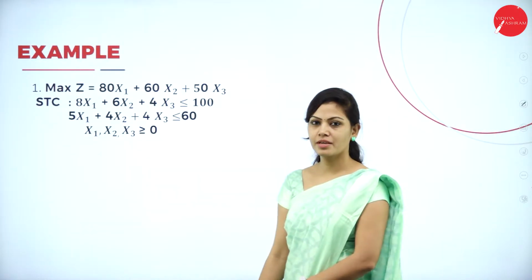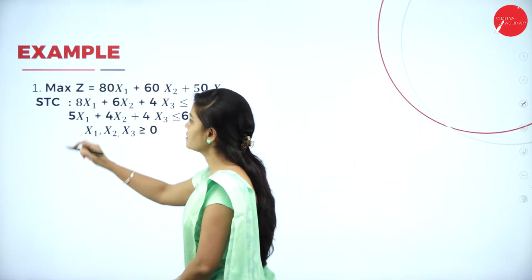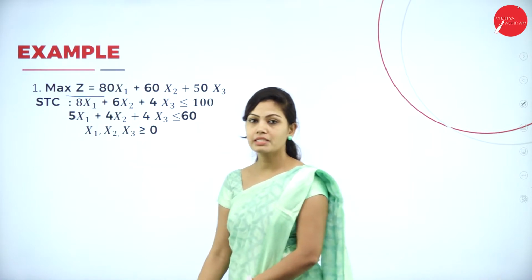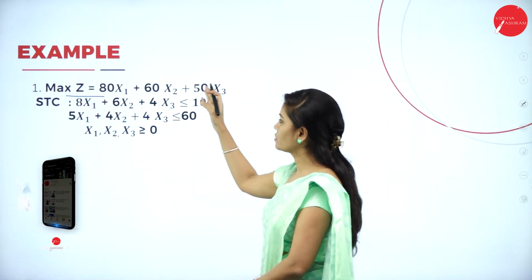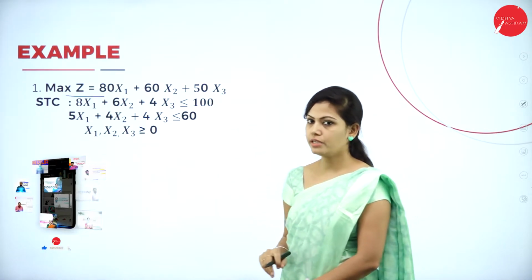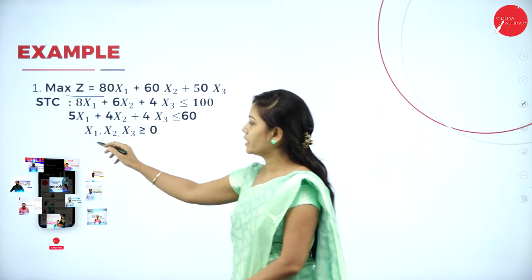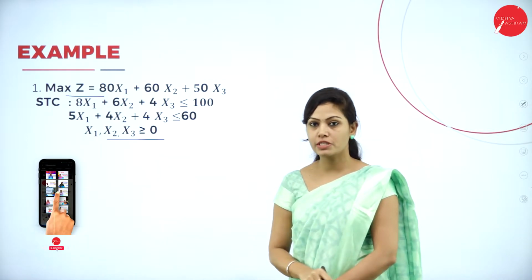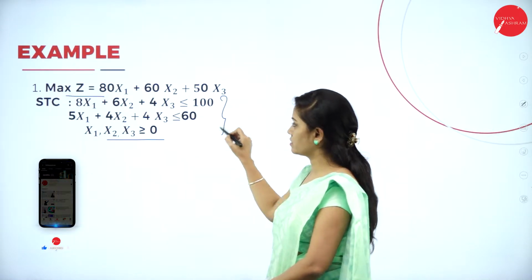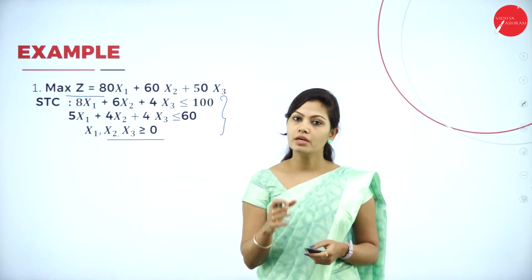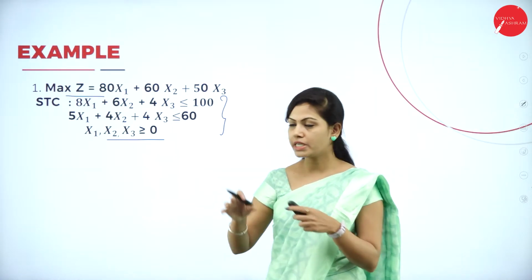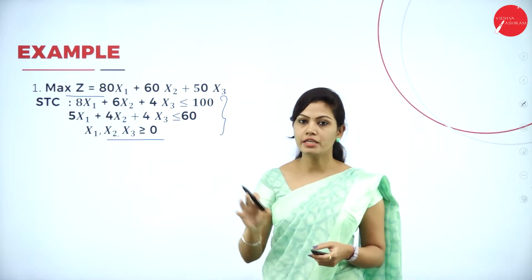First problem, we have maximize z, max z is equal to 80x1, 60x2, 50x3. We have three variables. x1, x2, x3 is greater than or equal to 0 and we have two constraints. So what is the first step? We have to convert it into standard form. So you just check this, it's in standard form or not.